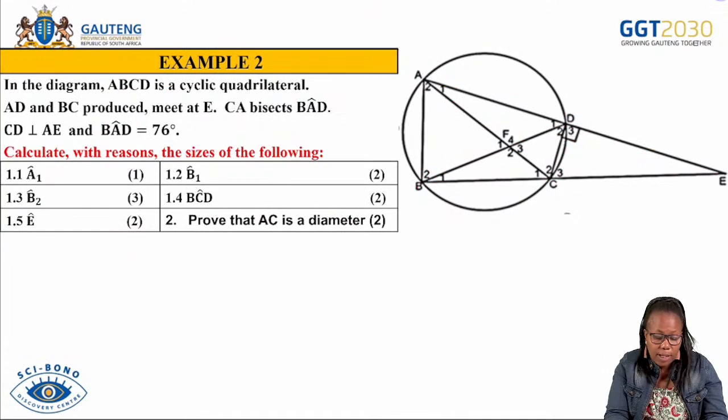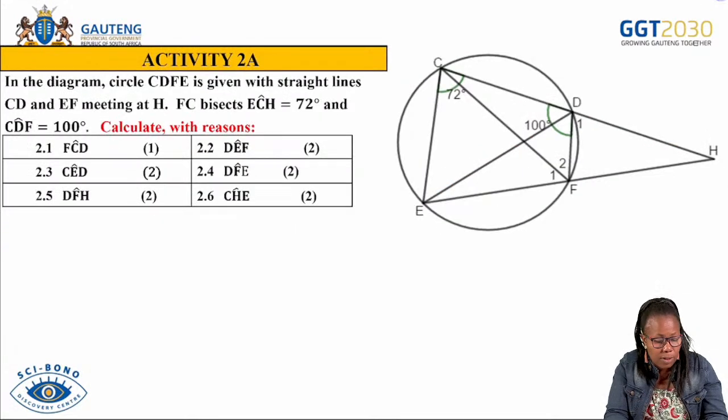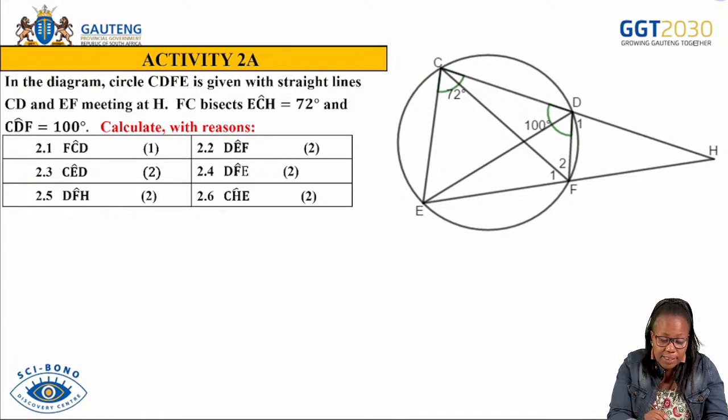All right. Another example, or it's the same one as the previous one. We are done with that one. And then let's look at this one now. In the diagram, circle CDEF, we have our circle C, D, F, E there, is given with a straight line CDH and EFH meeting at H. There we have those lines in our diagram.